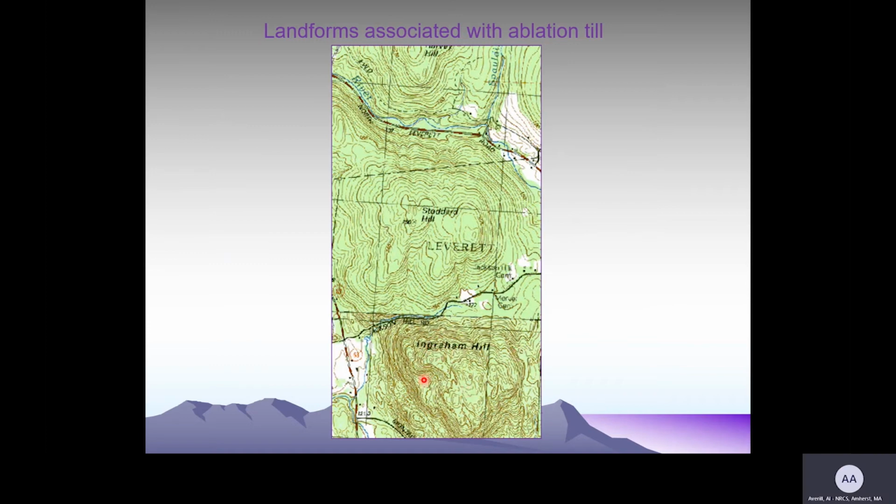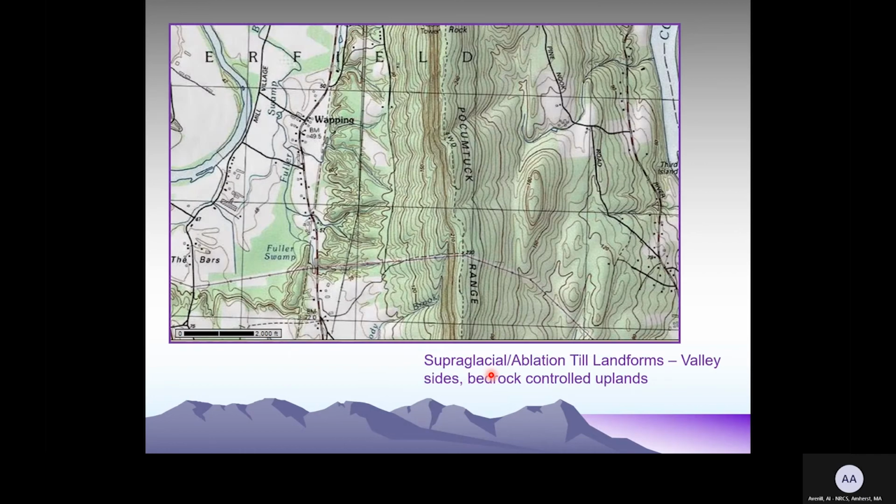So where you see these kinds of shapes in the upland positions, up on hilltops, that's often indicative of ablation till. Here's another example of where you might want to find this. Again, valley sides and bedrock controlled uplands.